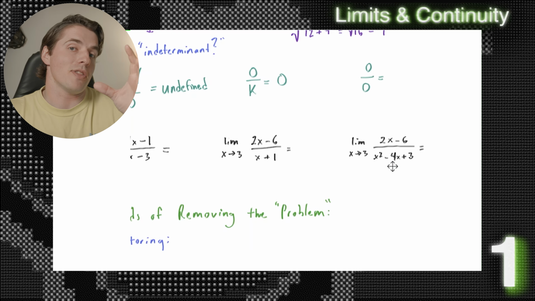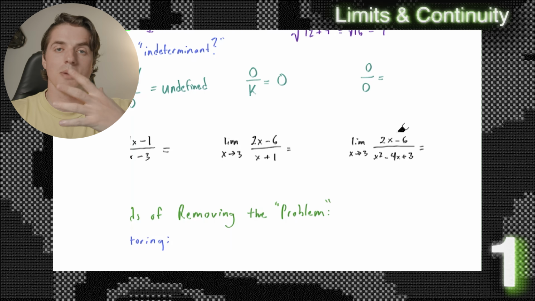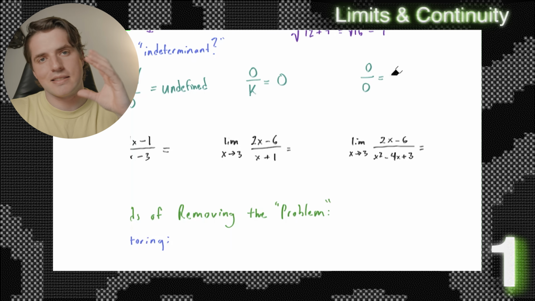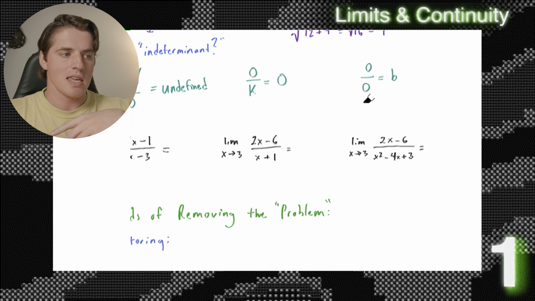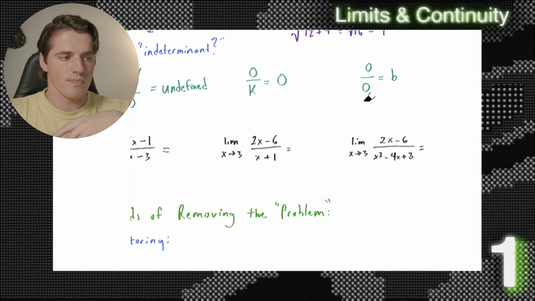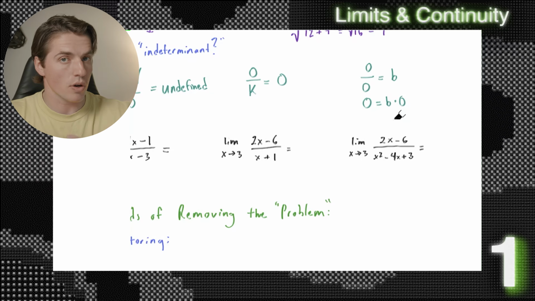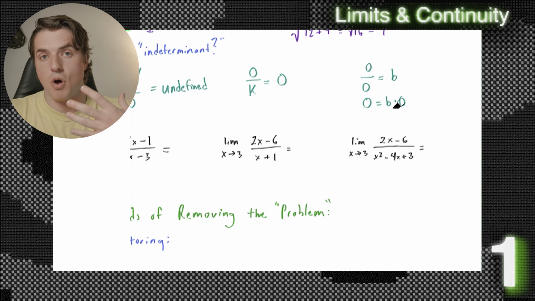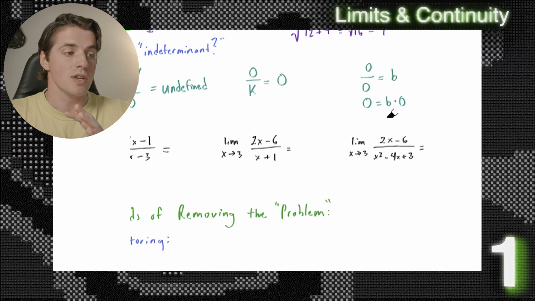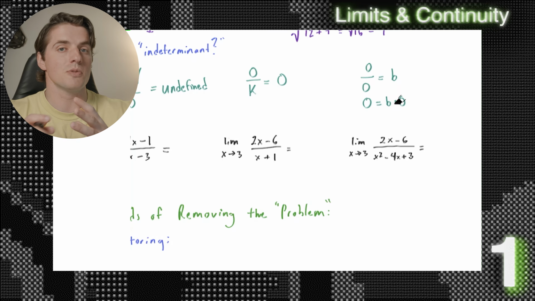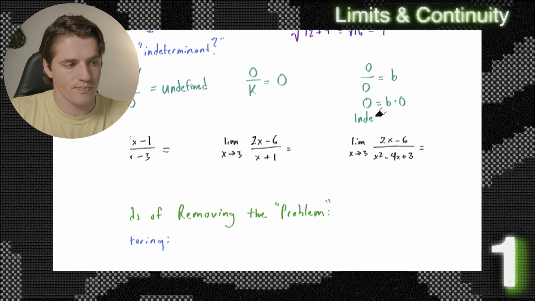A lot of you might be thinking it's undefined or it's 0. And a lot of people think that. Let's say it's some number b. 0 over 0 is b. If we multiply both sides by 0, we have 0 is equal to b times 0, which works. This is okay. Like, this equation works. Any number times 0 is 0. So we run into a problem because b could be absolutely anything. So we call this indeterminate.